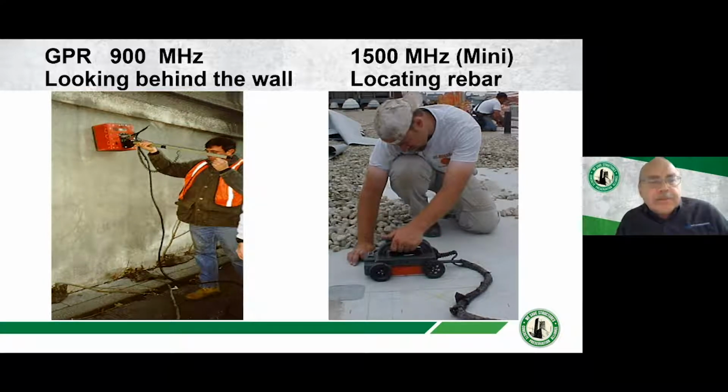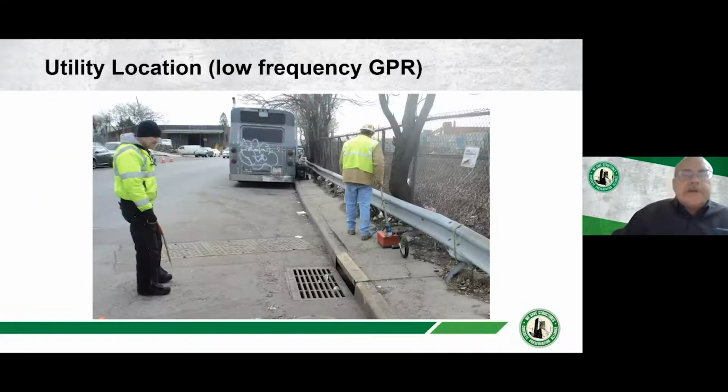So the 900 megahertz on the left isn't necessarily looking at the condition of the concrete wall itself. It's looking behind the wall. Is there drainage issues? Is there weep holes? Is there voids or a groundwater table behind that? Whereas the handheld mini, we're up on a roof here, possibly going to be drilling some anchors, want to locate the rebar and obviously not hit the reinforcing.